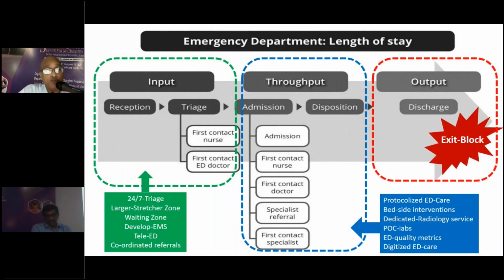Some of them I could think of, and as the world thinks of these problems in terms of input, throughput, and output. We can tackle the input by moving on, we are ready with that, to the 24/7 triage, the larger stretcher zone, a waiting zone for these patients, a more developed emergency medical support system, looking into issues of tele-ED where patients are not just walking in for non-urgent issues, so they can have a telephonic conversation about whether they actually need some ED interventions. So these are all areas which need to be worked on, and we are already actively moving in that direction.